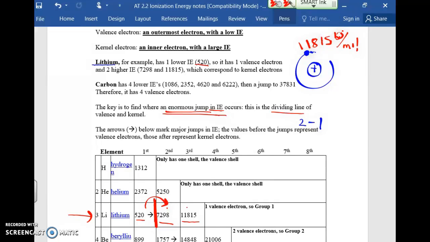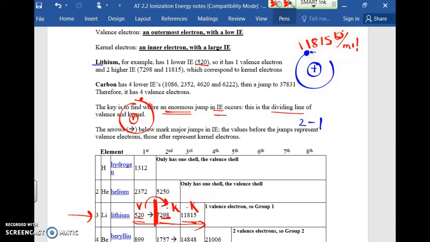Where I find that place of enormous jump is where I have made the transition from the valence shell, the lower energies, to the kernel. Meaning that once I remove this outer shell, remember I probably didn't do it justice when I drew it, the kernel is this, the valence shell is much farther out. Once I remove that, that's the low energy. Now I'm into the kernel, and it takes these amounts of energy to remove electrons from the kernel.